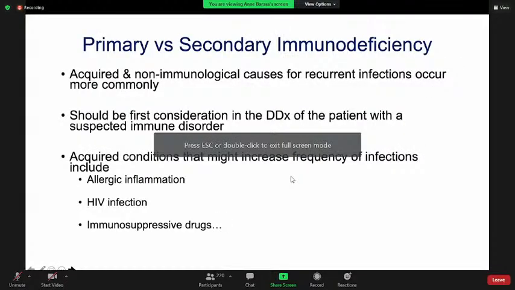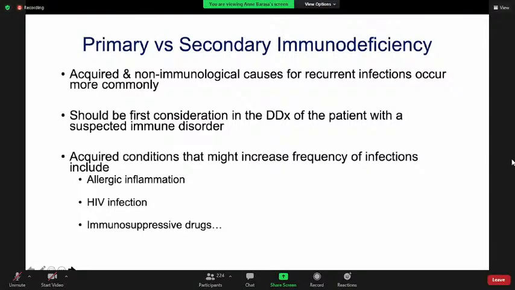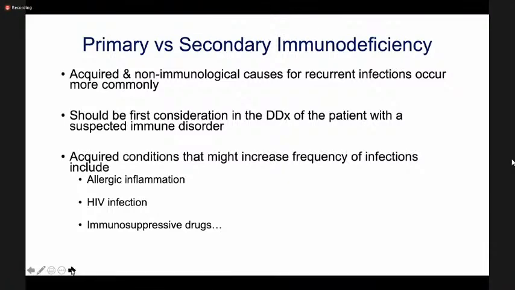Acquired immunodeficiencies, where the cause is actually outside the immune system, occur more commonly than primary immunodeficiency. So of course, when you have a patient that you suspect has an immunodeficiency, you'll think of the acquired causes first and then rule those out. Once you've ruled those out, then you start thinking about the primary causes.